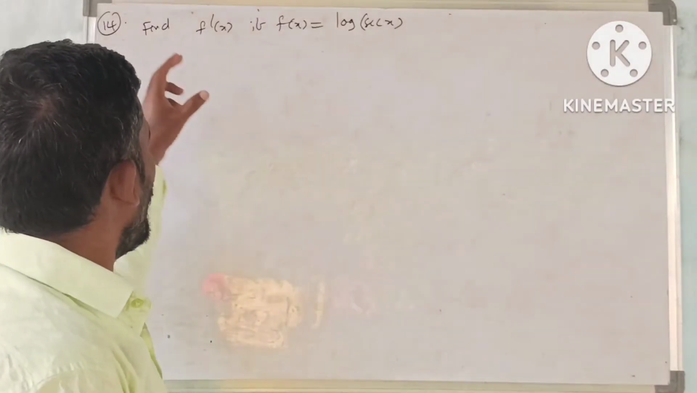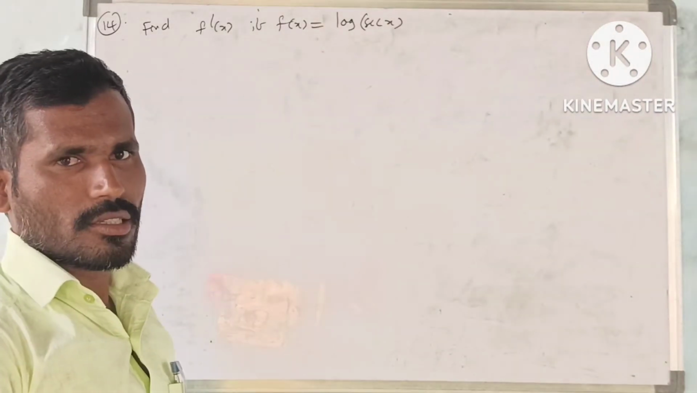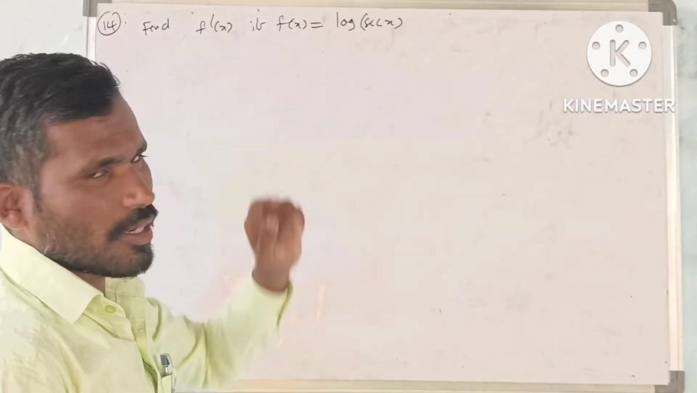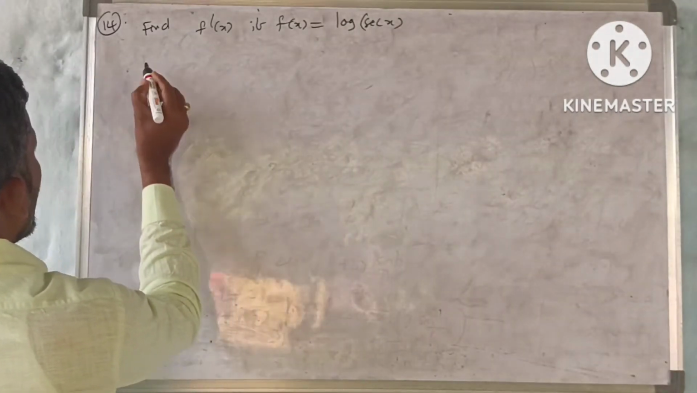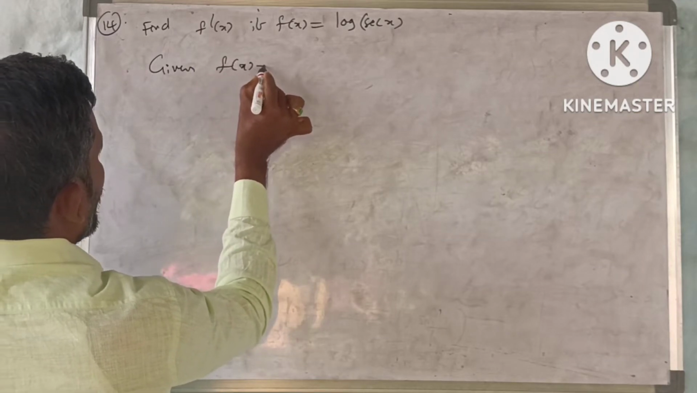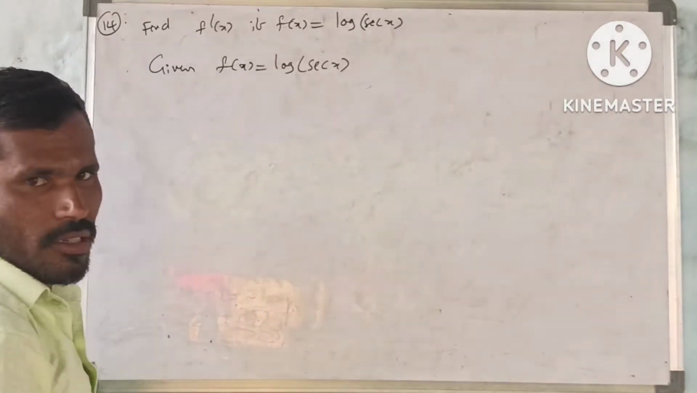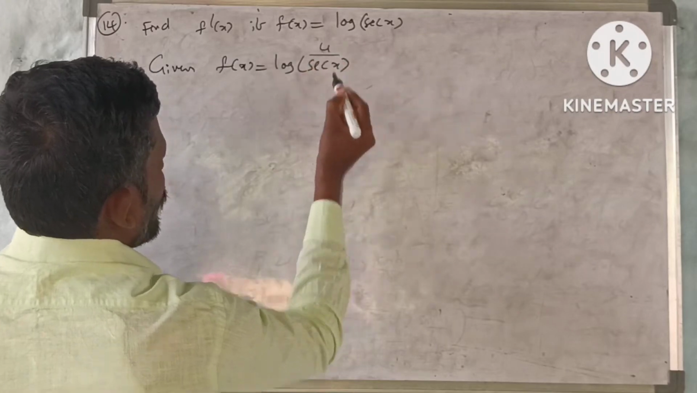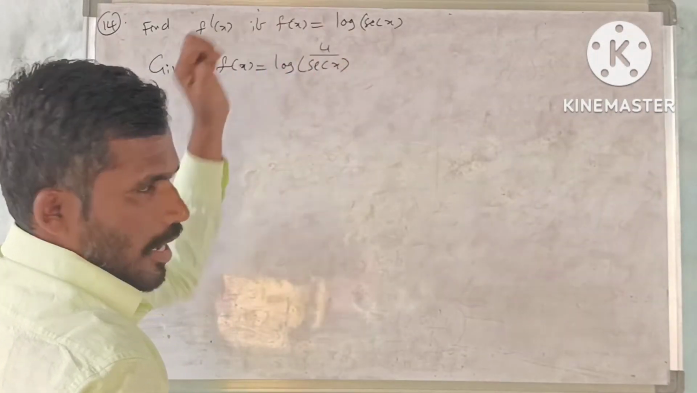నెక్స్ట్ ప్రాబ్లం, find f dash x if f of x is equal to log of secant x. లాగరిథం అనేది secant x పైన, secant అనేది x పైన ఆధారపడింది. సో log of secant x. So for that I am taking what is the given one here. Given f of x equal to log of secant x. సో log of secant x కాబట్టి ఈ secant x ను కాస్త u అనుకుంటున్నా. అంటే f of x అనేది u లో ఉంది, u అనేది x లో ఉంది.